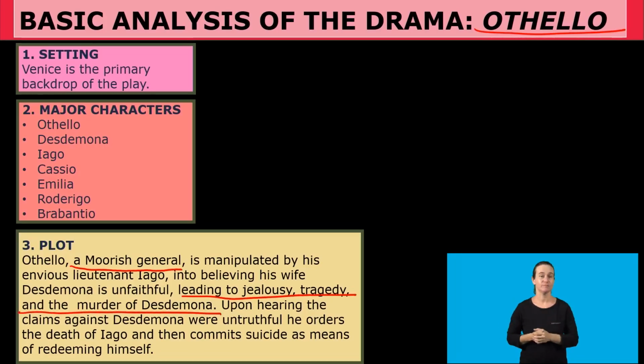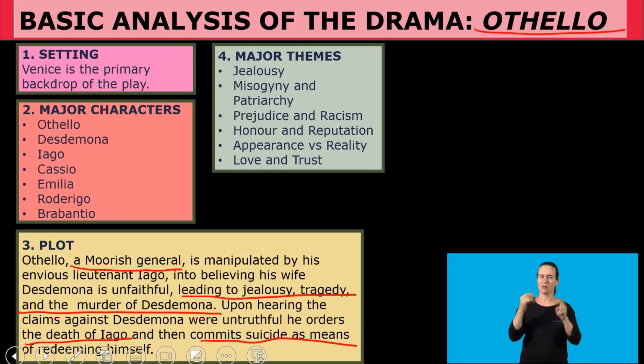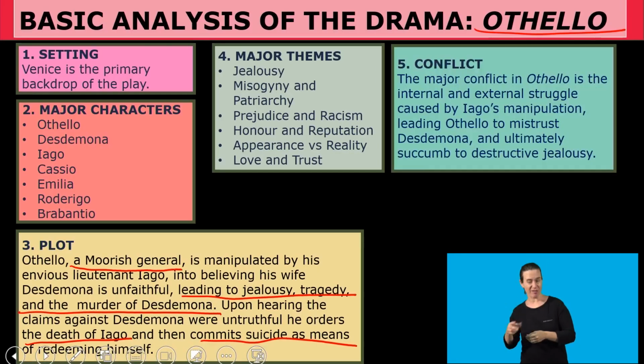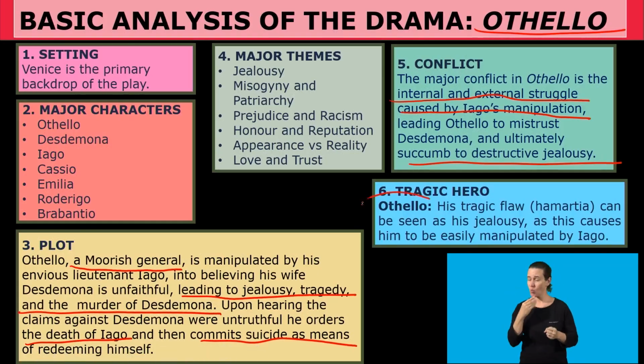Upon hearing the claims against Desdemona were untruthful, he orders the death of Iago and then commits suicide as a means of redeeming himself. The major themes: jealousy, misogyny and patriarchy, prejudice and racism, honor and reputation, appearance versus reality, love and trust. Conflict. The major conflict in Othello is the internal and external struggle caused by Iago's manipulation, leading Othello to mistrust Desdemona and ultimately succumb to destructive jealousy. The tragic hero is obviously Othello.